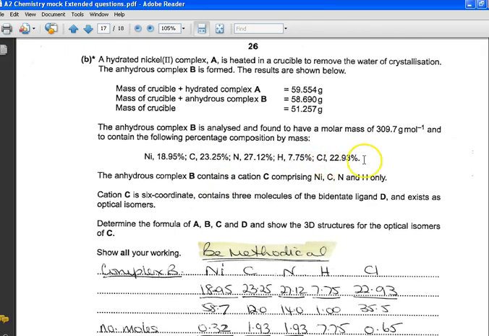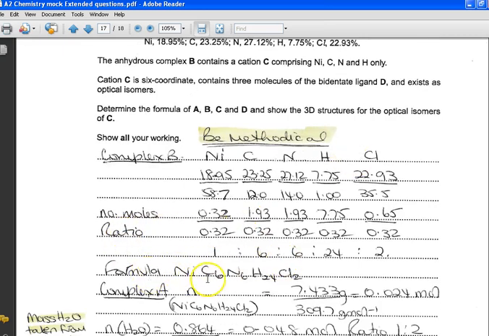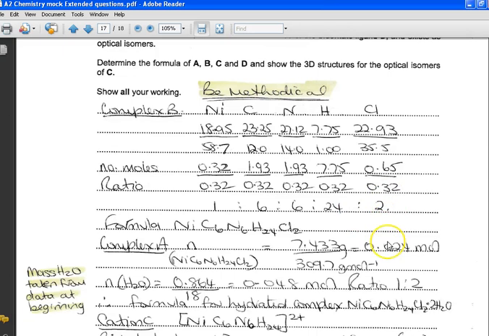So my first thought was the most obvious thing to work out is complex B, because we're given these percentage by mass, yeah? So it's easy to work out an empirical formula from that, isn't it? So I did complex B first, and we've got our formula, so there's 1 mark.